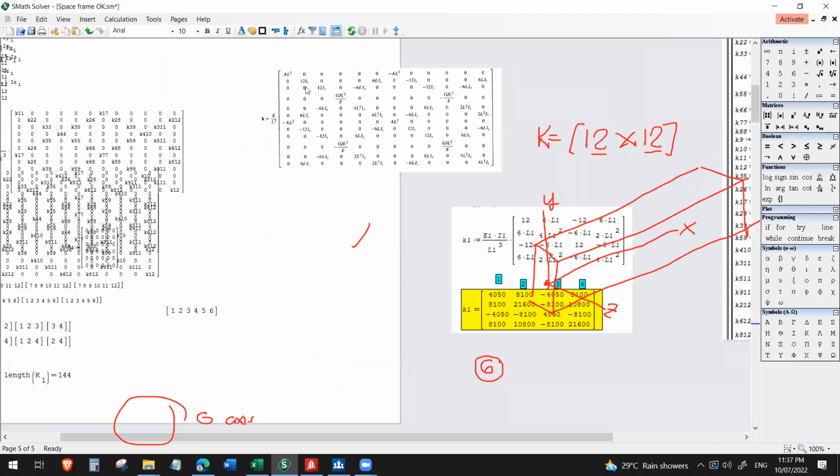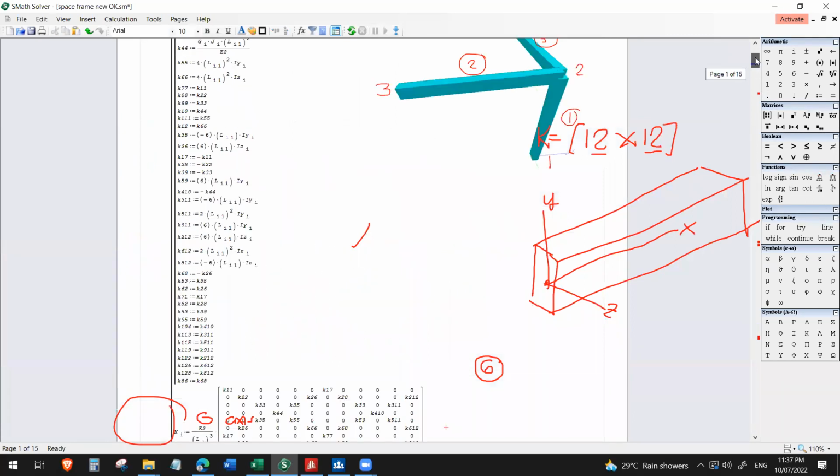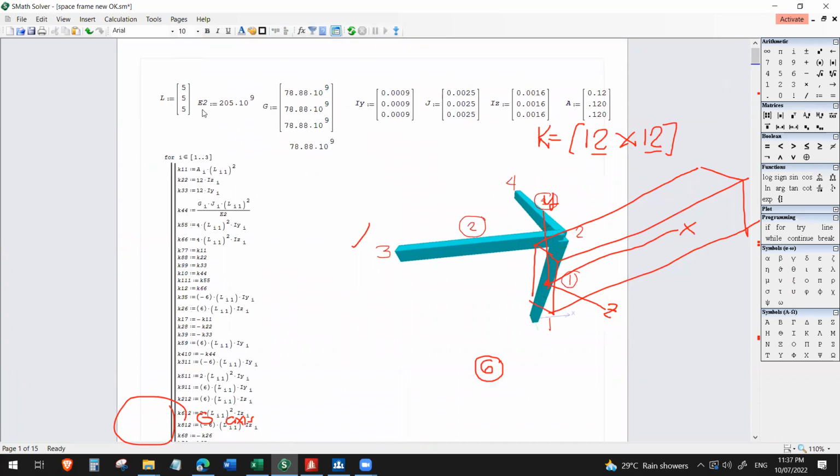Then I implemented that in SMAT. So this is the implementation of that. As you notice, in our code, we are required to input the elasticity, Young's modulus, which is, for example, in this problem, we will solve a 3D space steel frame problem. So 205 times 10 raised to 9 because it is 205 gigapascals.